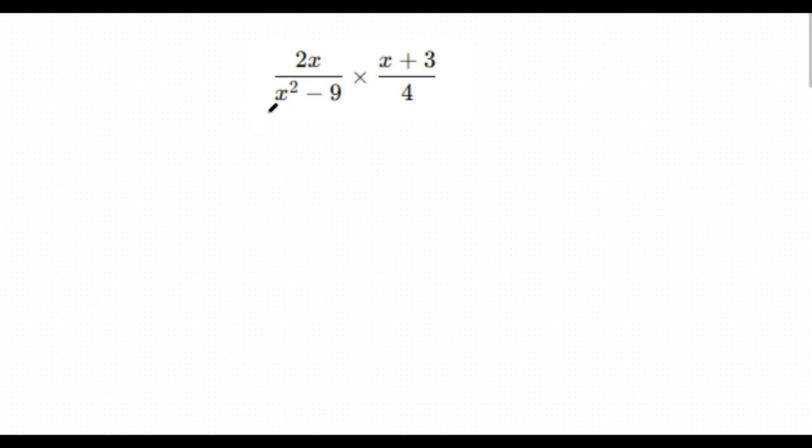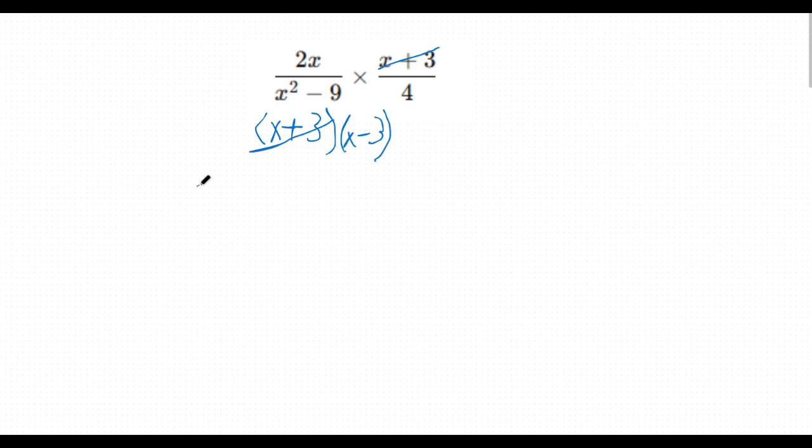x squared minus 9. I know that that's going to factor to x plus 3, x minus 3. If you're wondering how I know that, it's because it's a difference of squares. 9 is a square, x squared is a square. Okay, we're multiplying. This is a simple one. First things first, we can go ahead and cancel x plus 3. We can cancel these cross terms out, so we're left just with 2x over x minus 3.